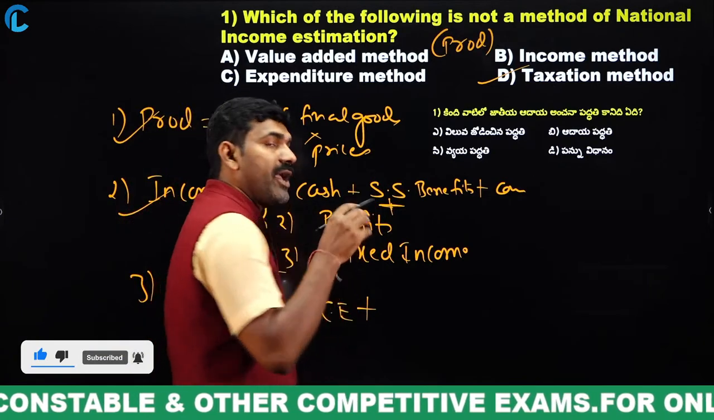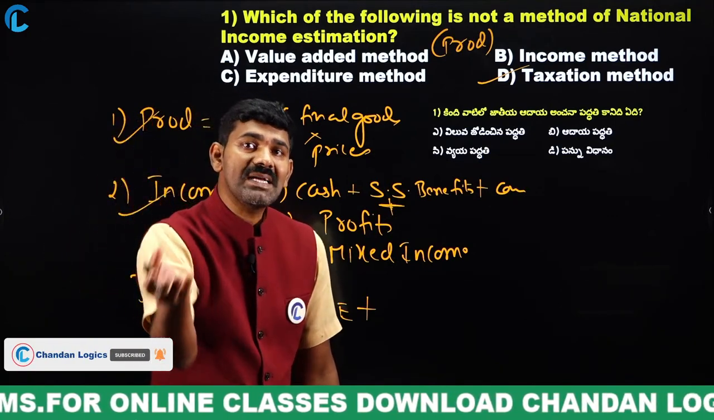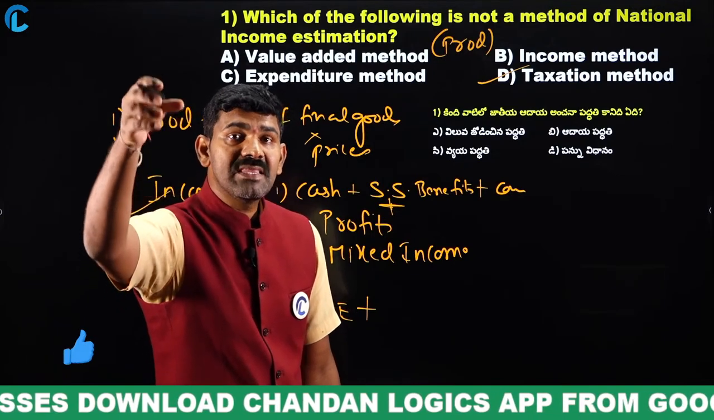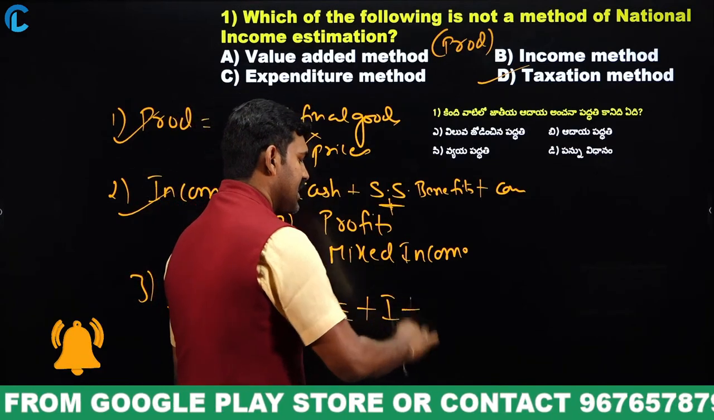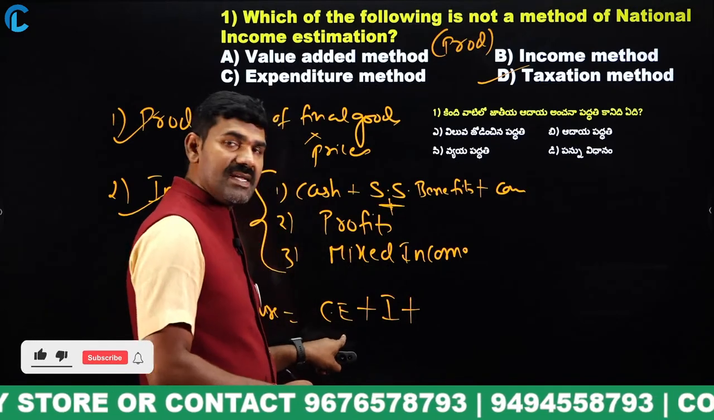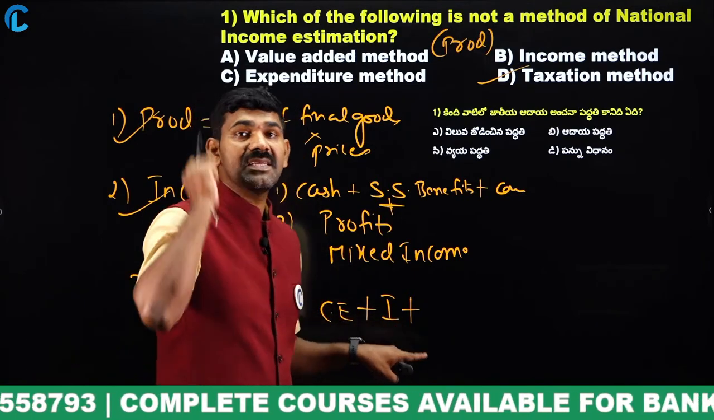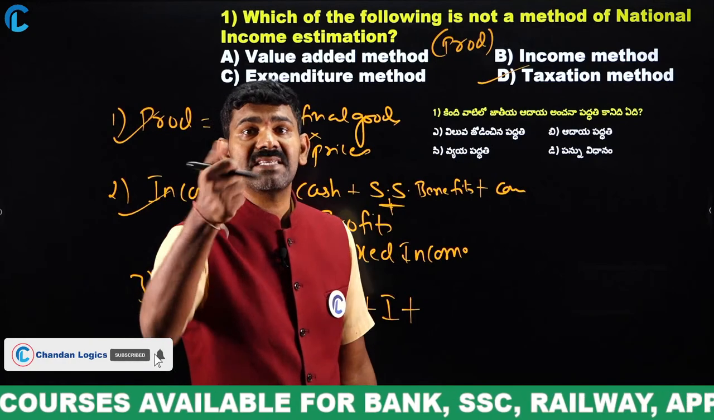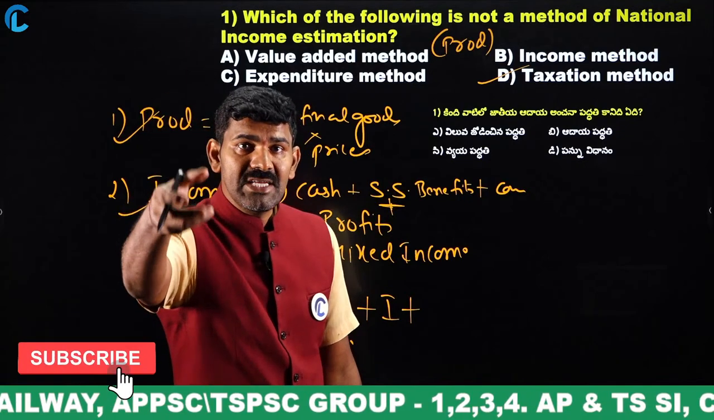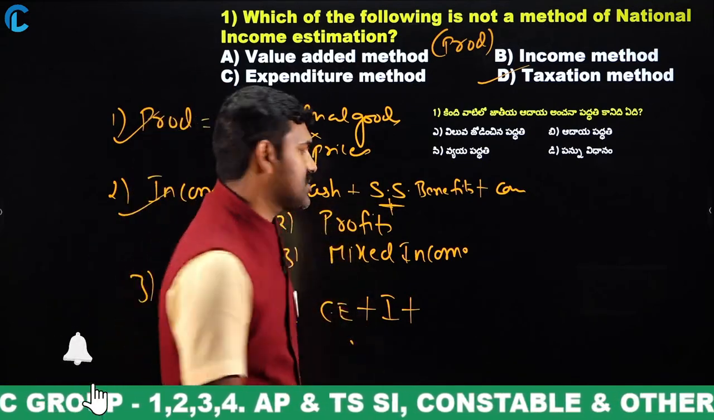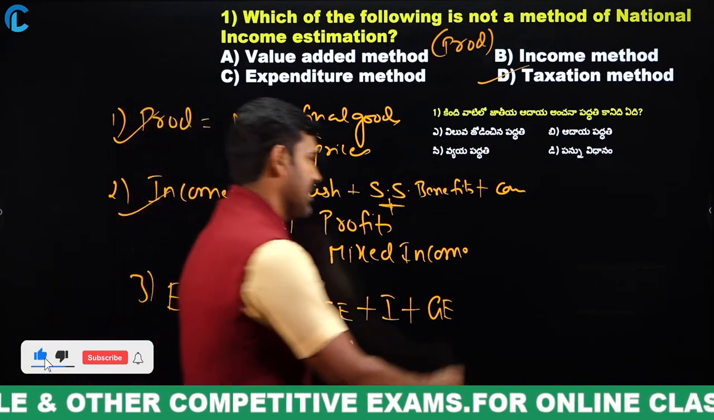In addition to that, I also put some money in the bank in the form of savings. Whatever money I put in the bank as savings, the bank will give to industries in the form of investment. So the second part is investment. The first one is consumption expenditure. The second one is savings, which are converted to investment. The third type of expenditure: I'm paying taxes to the government. The government uses that money for public expenditure. That's called government expenditure.